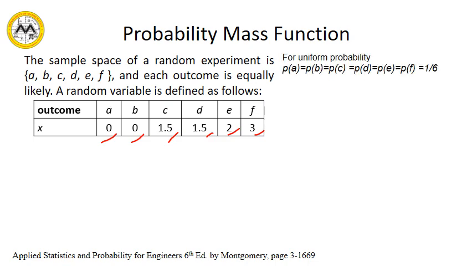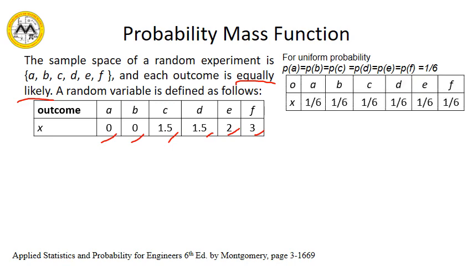Since this follows equal likelihood of occurrence, we are going to apply uniform probability, meaning P of a is equal to P of b is equal to P of c and so on up to P of f. And since these are 6 equally likely outcomes, we will have the probability equal to 1 over 6. So the probability for the events a, b, c, d, e, and f would just be 1 over 6.